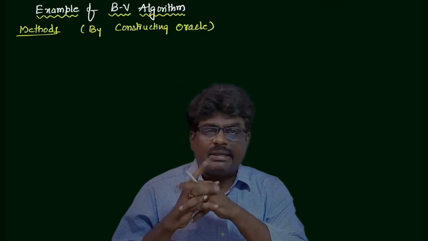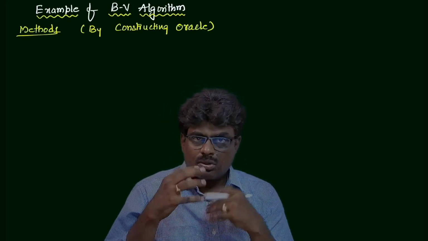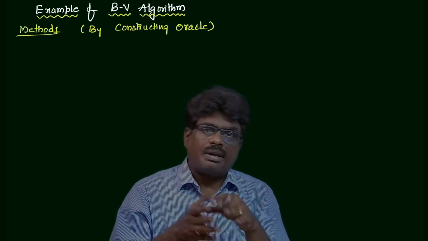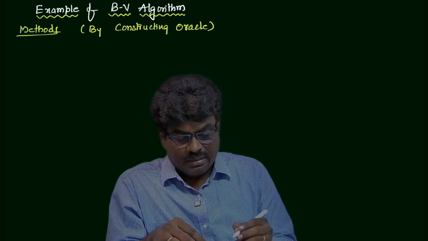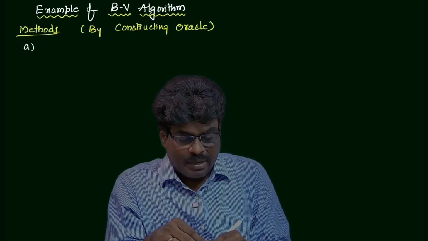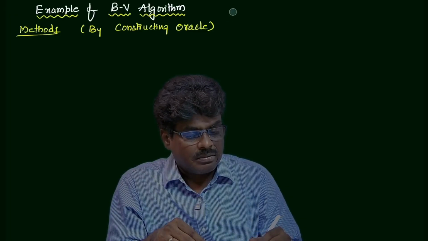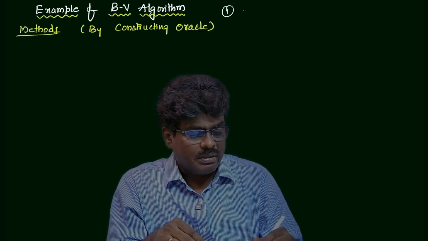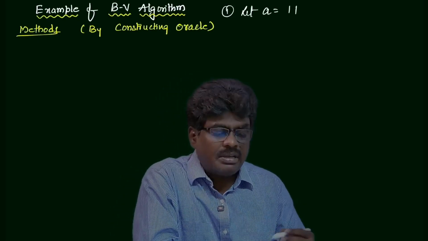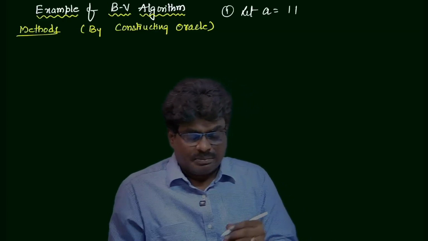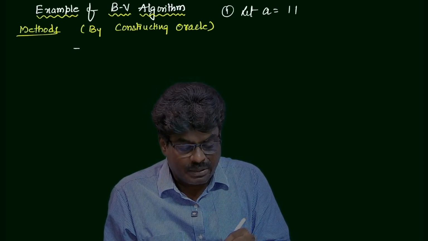This is by constructing the oracle, and here also I am using decimal notation, please remember. To solve the circuit I will use the decimal notation. Once I get the result I will immediately convert it to binary, that's not a problem. Let the hidden variable a be 1 1. In decimal notation it is 3. So let me design the circuit.